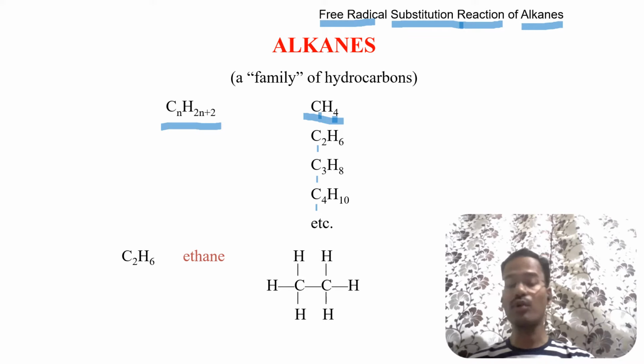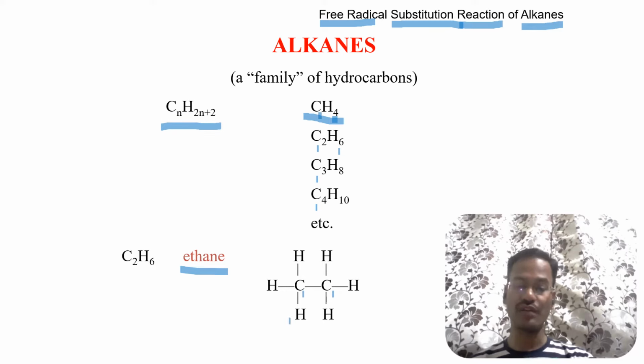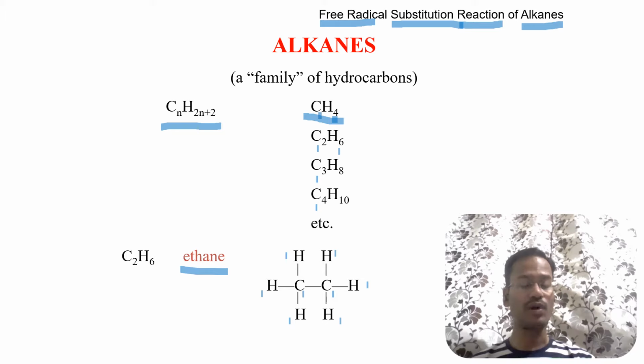An example of the structure, taking ethane: as said earlier, C2H6. Here you can see 2 carbons followed by 6 hydrogens: 1, 2, 3, 4, 5, 6. Total 6 hydrogens. So 2 carbons and 6 hydrogens, so it is C2H6, obviously. So these are alkanes.